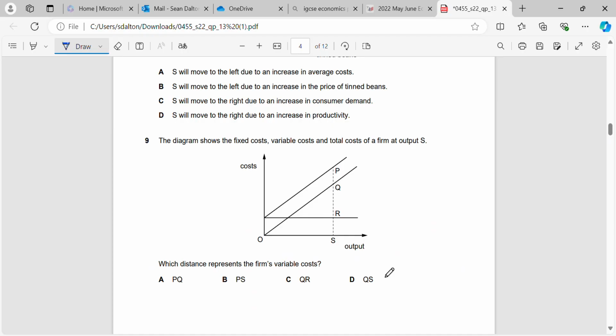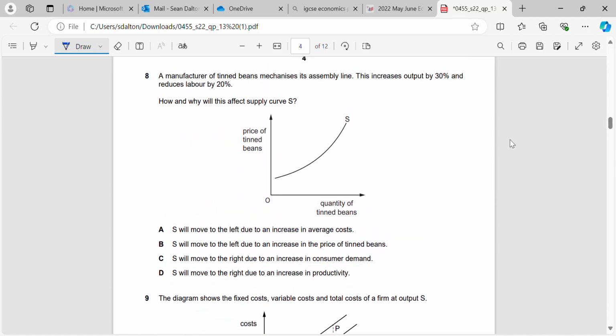Okay, this is another question from QP11. QS is the correct answer here. Go look at that video for the full explanation.